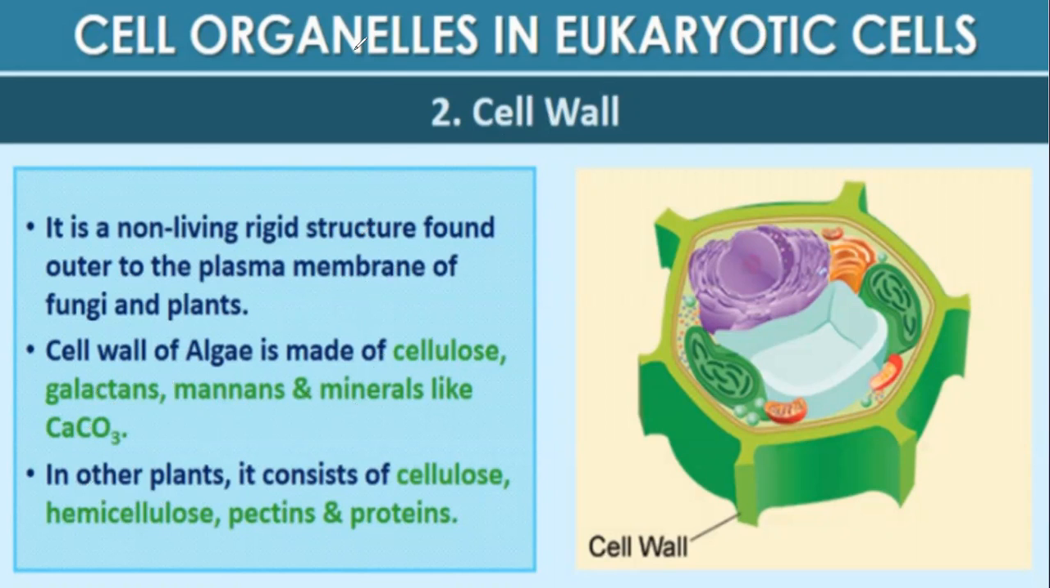For example, the cell wall of monerans is made up of peptidoglycan. The cell wall of dinoflagellates is made up of cellulose and chitin. Then the cell wall of diatoms is made up of leucosin. I hope so.